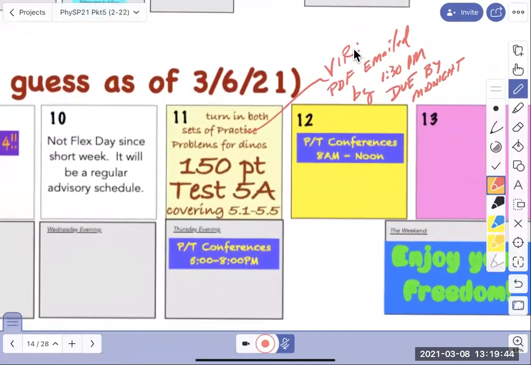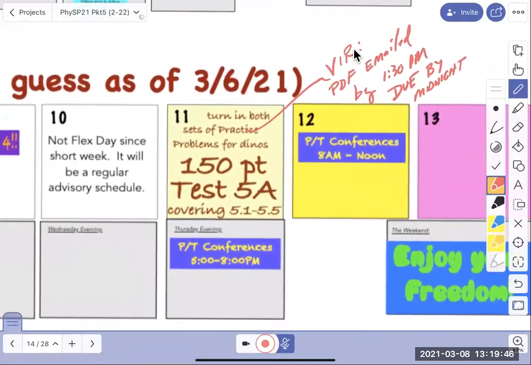It'll cover 5.1 through 5.5. It just covers the practice problems. And by the way, somebody noticed that the last practice problem and the 8th practice problem are the same. I didn't realize that. I thought they were slightly different, but they're the same. So just do one of them. That means we're down to 11 practice problems.